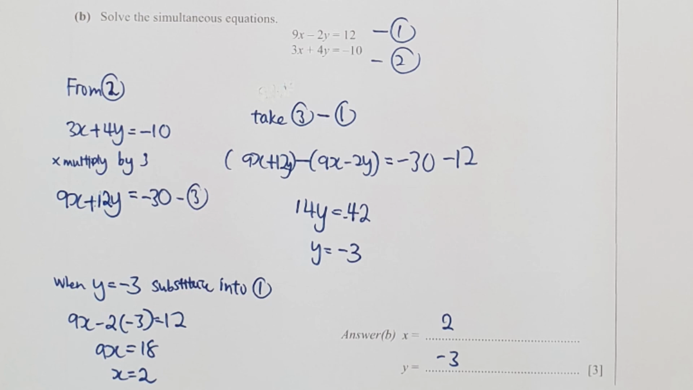For part B, I'm using the elimination method. I took equation 2 and multiplied both sides by 3. I changed the entire equation 2 into 9x plus 12y equals negative 30. So I take equation 3 minus equation 1. I get my final result as 14y equals negative 42, y equals negative 3. So when y is negative 3, I substitute it back into equation 1, and after the calculation the final result will be x equals 2.